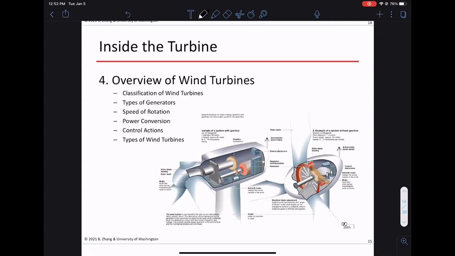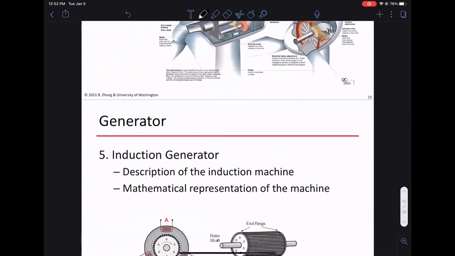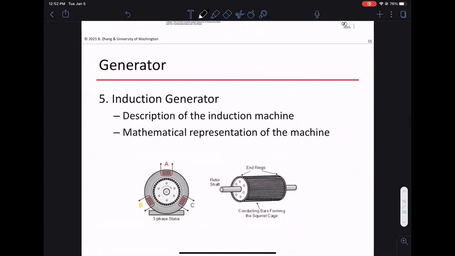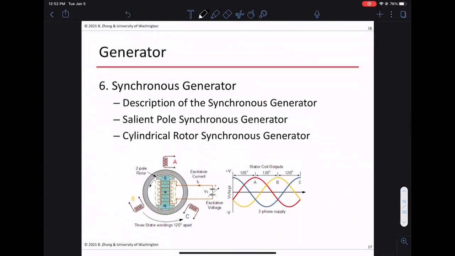Then we'll look inside the turbine. By inside the turbine, we mean we'll look at the generators, basically. Inside the wind turbine is a big electric machine, and there are two types of machines: an induction generator, or induction machine, and a synchronous generator, or synchronous machine. We'll take a look at when the induction generator is used, when a synchronous generator is used, why we prefer one compared to the other, and how we build the systems around this generator. How do we build a system around this technology?